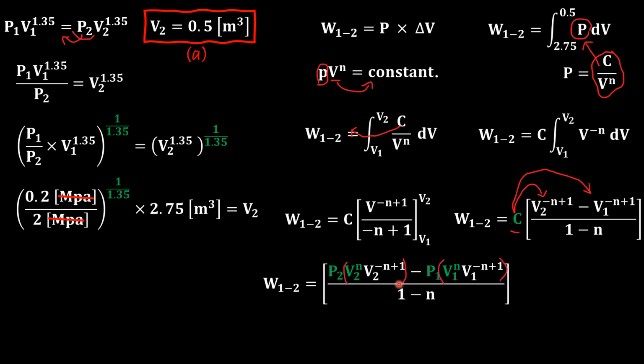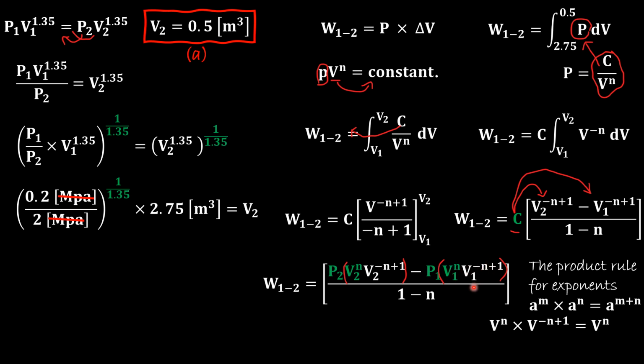So now what we will do is we will take this and we will use the exponent rules. The exponent rule, or it's called the product rule for exponents. So when we have a to the power m times a to the power n, it will be equal to a to the power m plus n. So a in here represents V sub 1 or V sub 2. The m represents n, and the n represents minus n plus 1. So in here we can say n plus minus n plus 1, or n minus n plus 1. So n minus n is 0. So that's what we did in here.